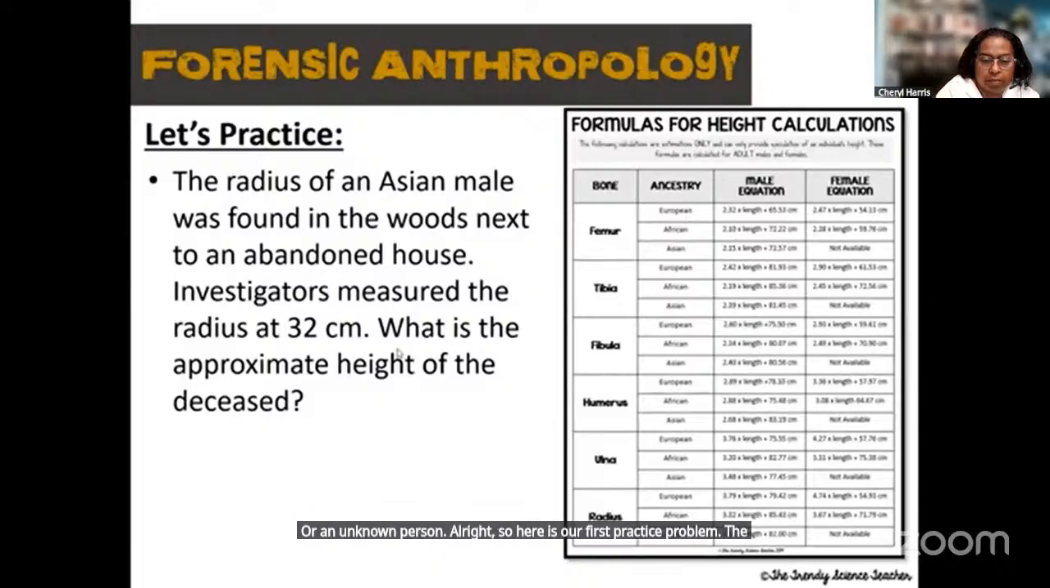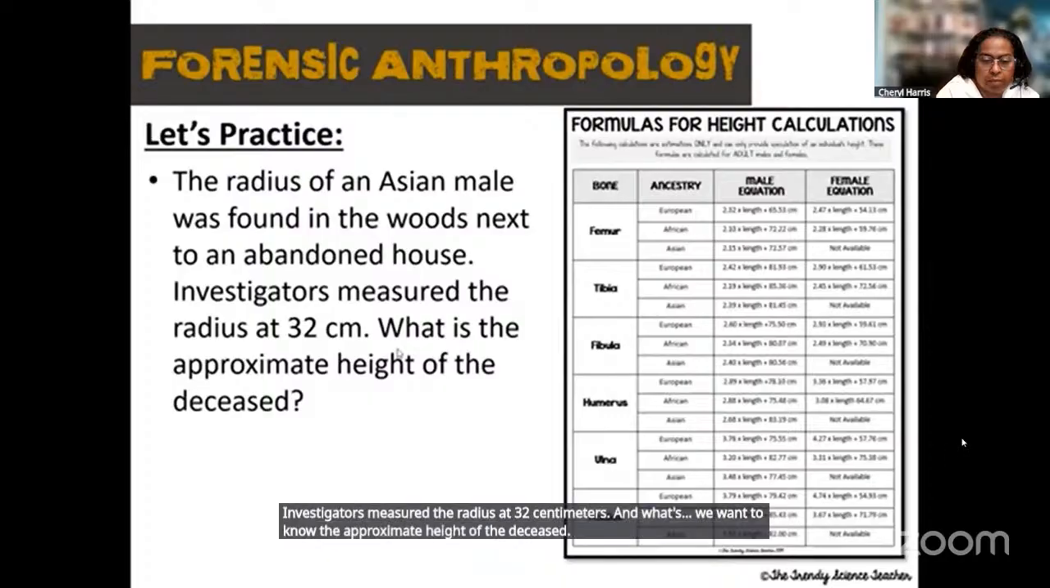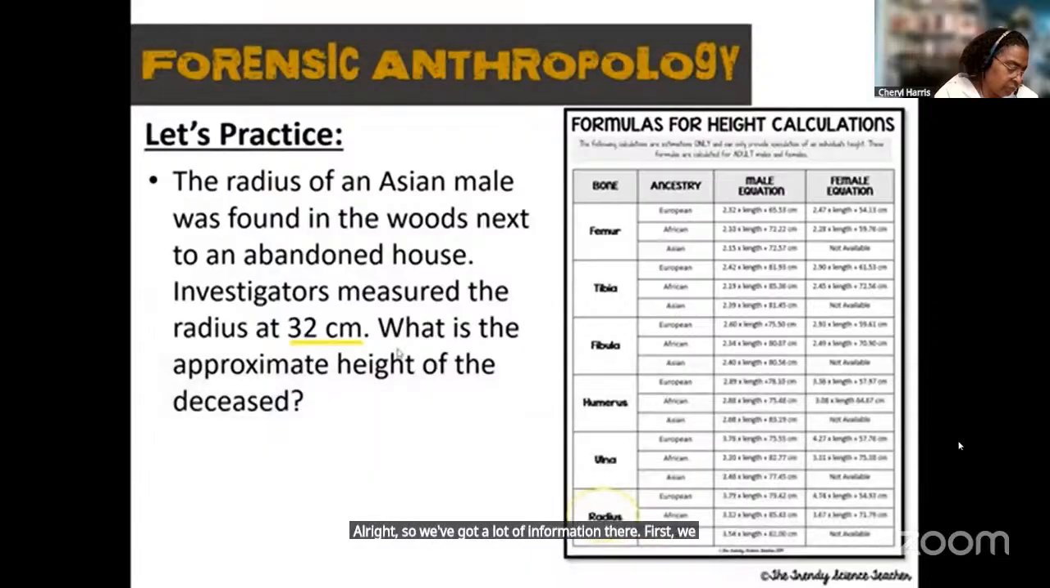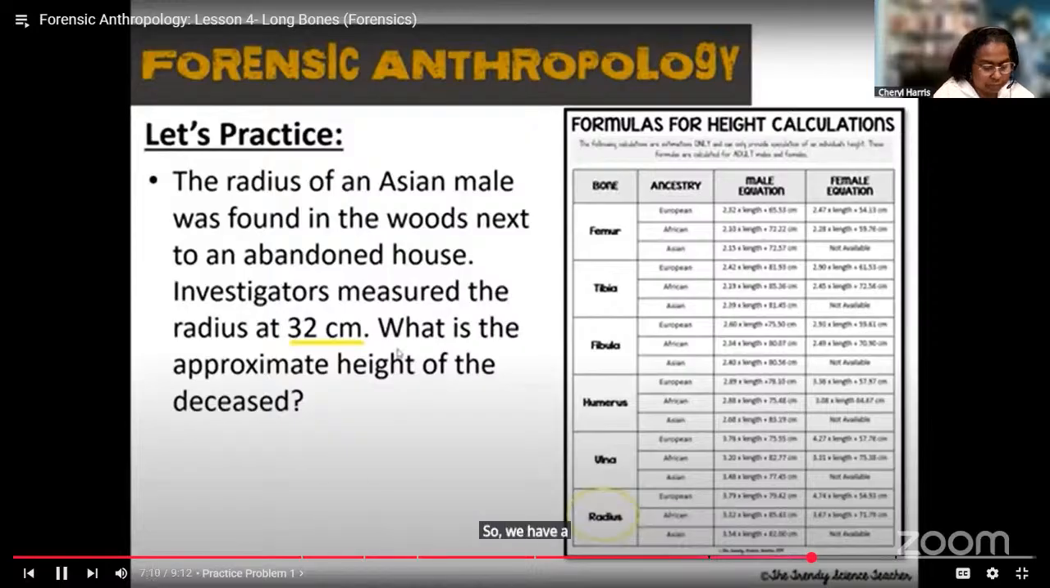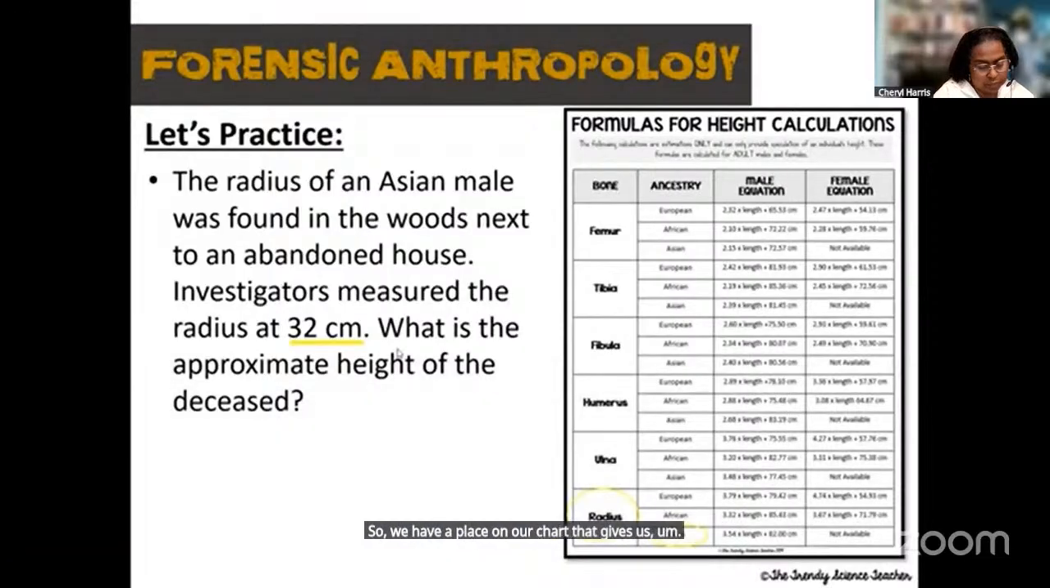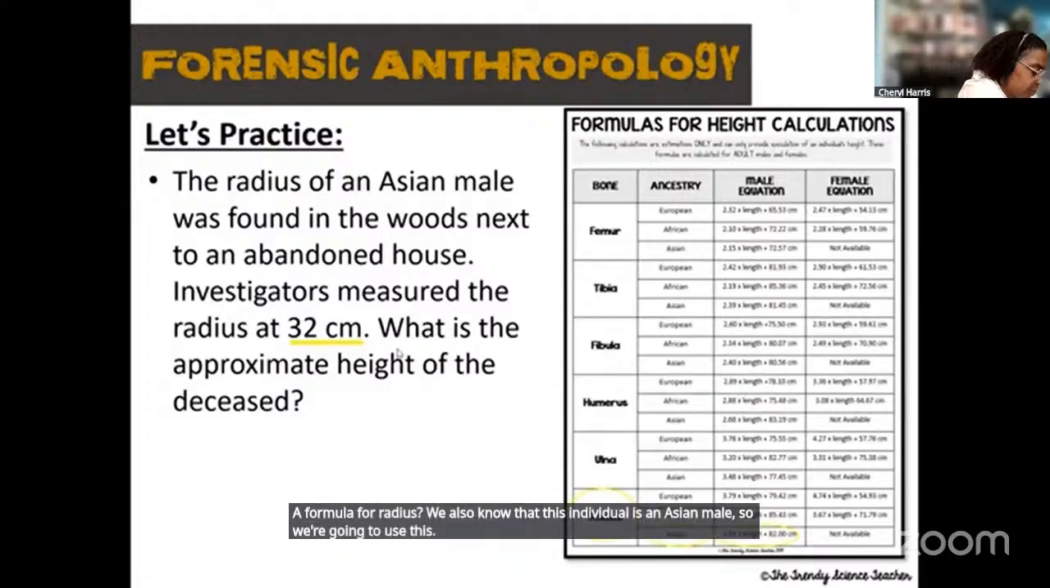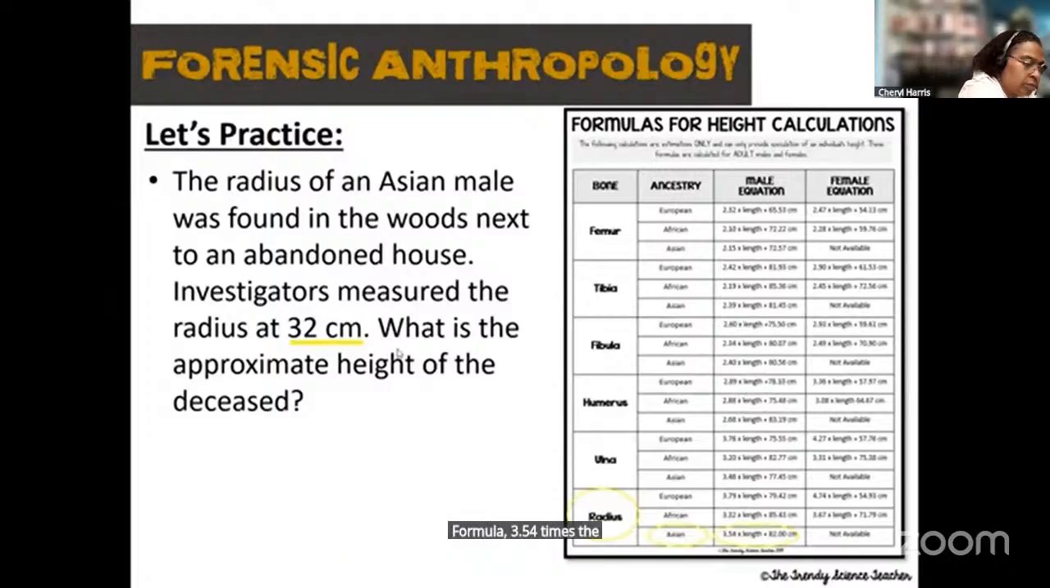The radius of an Asian male was found in the woods next to an abandoned house. Investigators measured the radius at 32 centimeters, and we want to know the approximate height of the deceased. All right, so we've got a lot of information there. First, we've got 32 centimeters as the length of the radius. So we have a place on our chart that gives us a formula for radius. We also know that this individual is an Asian male, so we're going to use this formula, 3.54 times the length of the radius, and then we're going to add 82 centimeters to that.